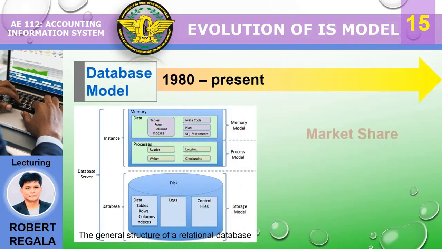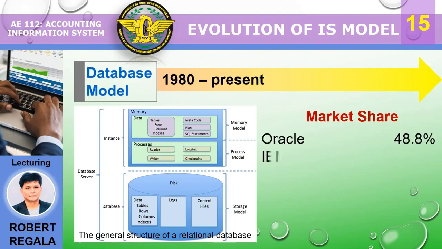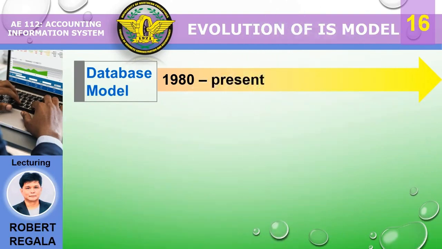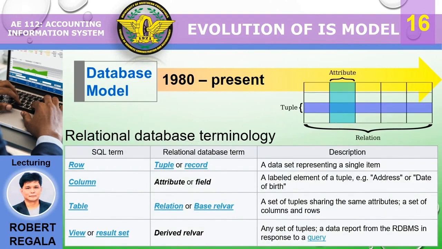The 5 leading proprietary software relational database vendors by revenue were Oracle, 48.8%, IBM, 20.2%, Microsoft, 17%, SAP including Sybase, 4.6%, and Teradata, 3.7%. The table on the slide summarizes some of the most important relational database terms and the corresponding SQL term.